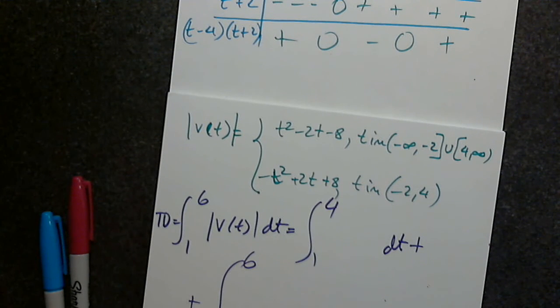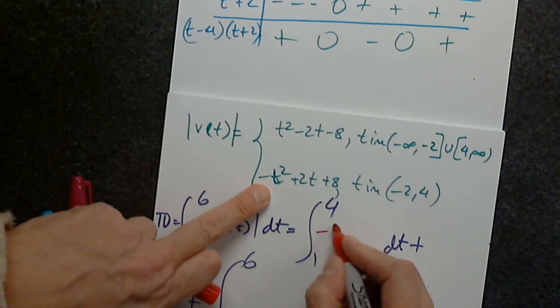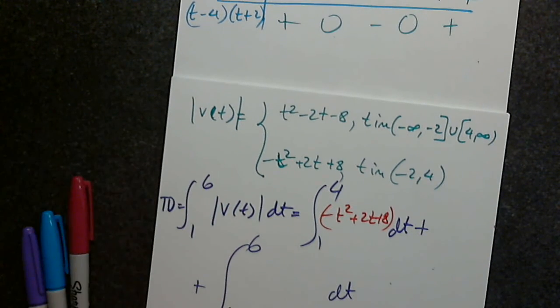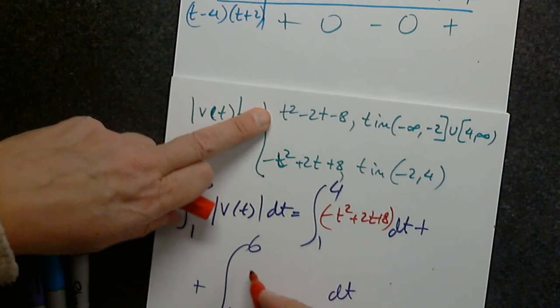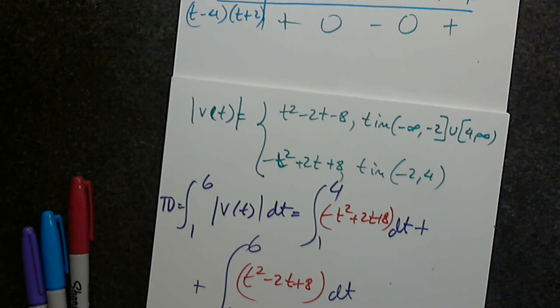But now I have to be careful which function goes here and which function goes here. Of course, dt must be in the problem, otherwise there is nothing. Which function do I use from 1 to 4? From 1 to 4, negative t squared plus 2t plus 8. And from 4 to 6, yes. This is guaranteed to give us the total distance of the particle because, as you know, it can go back and forth, positive, negative velocity, but it still accumulates distance.